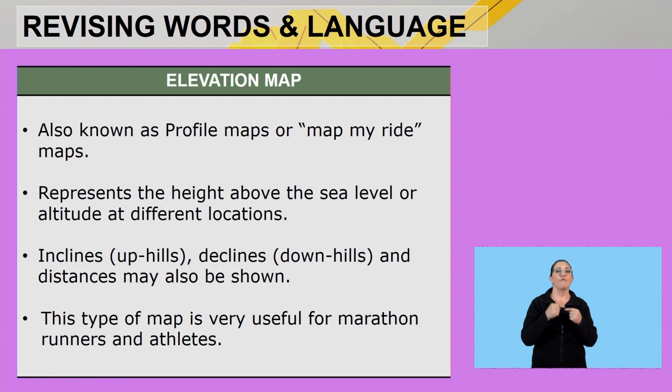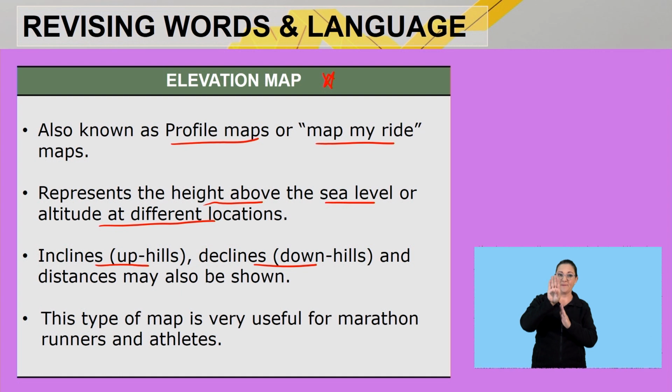Then on the other hand, we are looking at elevation maps. This is also known as a profile map. And then on the internet, they refer to it as Map My Ride maps. This elevation map represents the height above sea level or the altitude at different locations. Then inclines refer to your uphills, and declines refer to your downhills. And distances may also be shown on your elevation map. Then this type of map is useful for marathon runners and athletes.